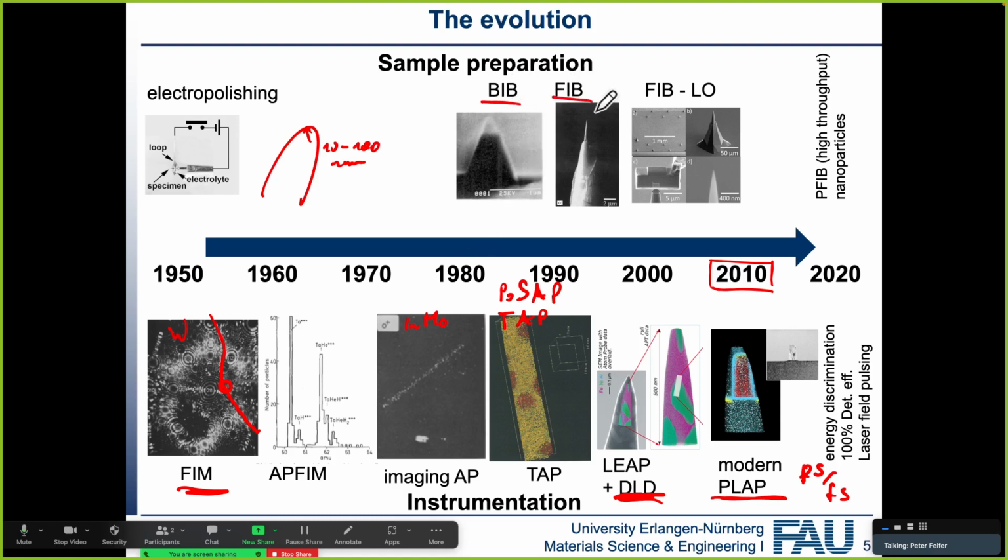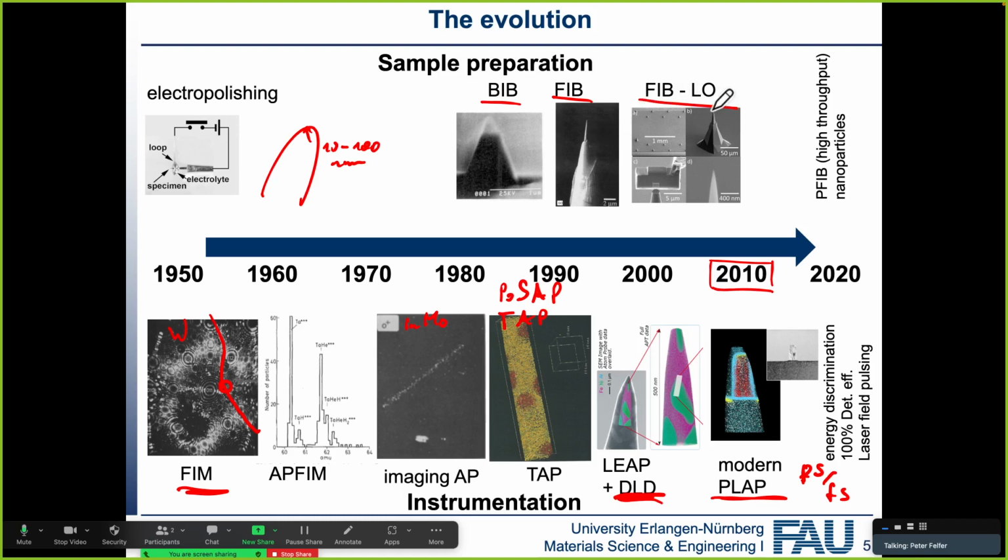But really the breakthrough of modern atom probe, just as much as the instrument development, is the specimen preparation with focused ion beam. And this is a very early example from, I think, Dave Larson from the late 90s, where they made the first specimens using focused ion beam.